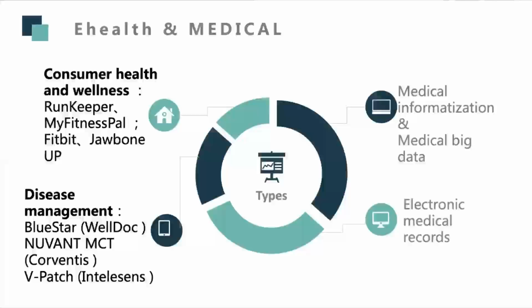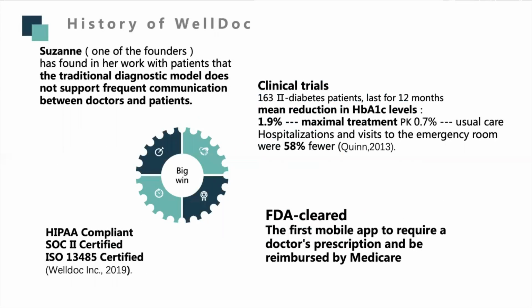One of the founders of Wildock, Susanna, was an expert in diabetes before she founded Wildock with her brother. She had found that it's important for people with diabetes to be monitored on a constant basis and to have good communication with their doctors. However, their previous diagnosis and treatment model couldn't support such frequent communication. So they have been preparing various clinical trials since 2006. And in 2011, they started a trial program on the use of Wildock at the George Washington Medical Center.